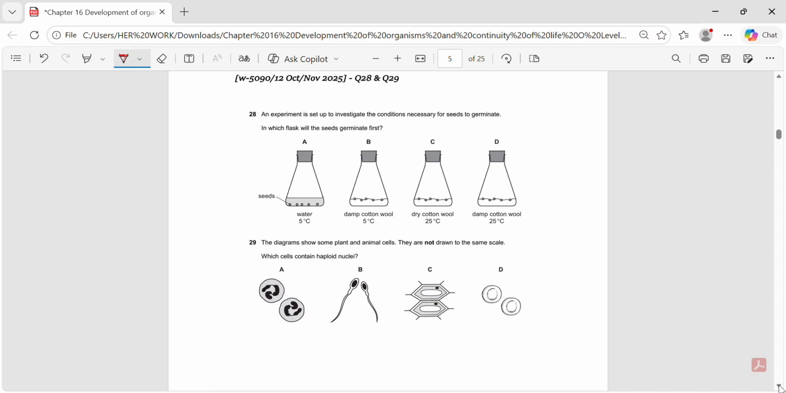Moving on, we have more MCQs here. The first one says, an experiment is set up to investigate the conditions necessary for seeds to germinate. In which flask will the seeds germinate first?